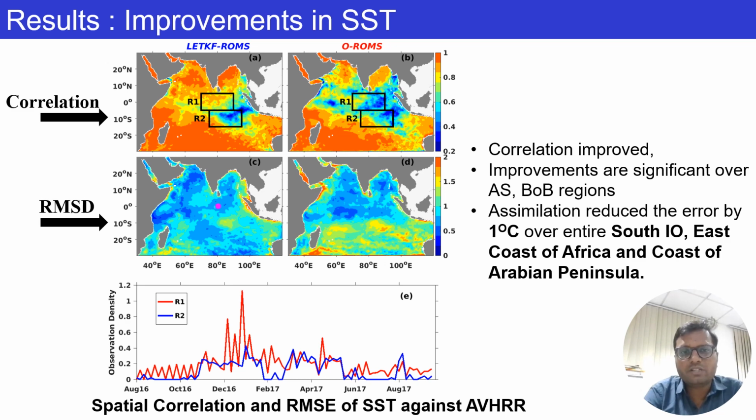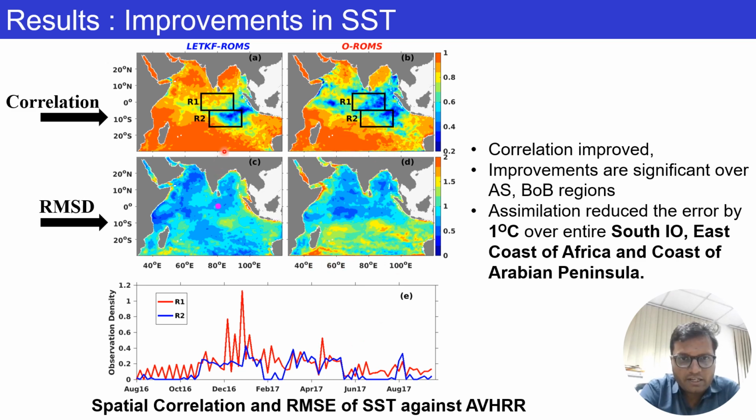Here I am showing spatial correlation and spatial RMSD from both the models. The correlation has improved in most of the regions. First row indicates spatial correlation, whereas the second row is spatial RMSD. The improvements in correlation are very significant over the Arabian Sea and Bay of Bengal. Coming to the RMSD, the LETKF system has reduced RMSE significantly, especially in the North Indian Ocean domain, where the reduction is close to 1 degree centigrade.